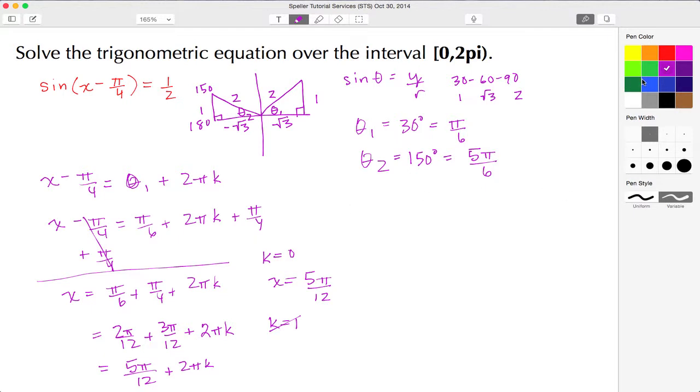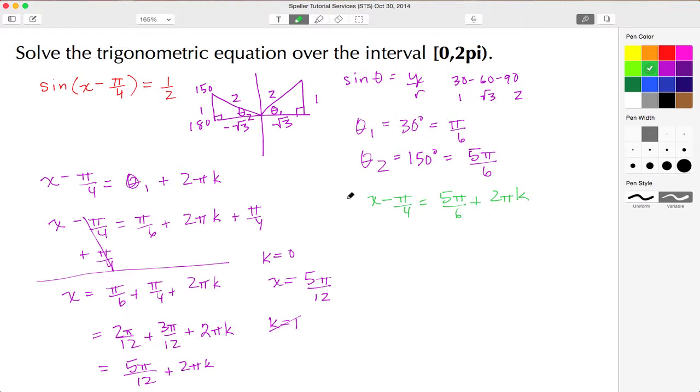Now let me go ahead and switch colors, and I want to work with the theta sub 2. So here I have x minus pi over 4. I need theta sub 2, so I'm going to put in the radian measure, which is 5 pi over 6 plus 2 pi k. Again, sine has a period of 2 pi, and I use the k to substitute in the integers that signify the multiple solutions as I go around the unit circle.